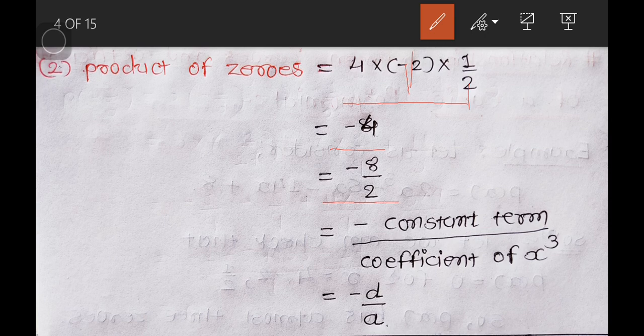Here minus 8 is the constant term and 2 is the coefficient of x cube. So the second relationship is that the product of zeros is equal to minus constant term divided by coefficient of x cube, that is minus d by a. This is the second relationship between zeros and coefficients of a cubic polynomial.